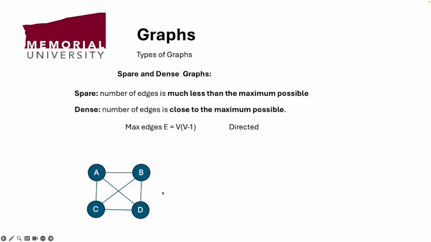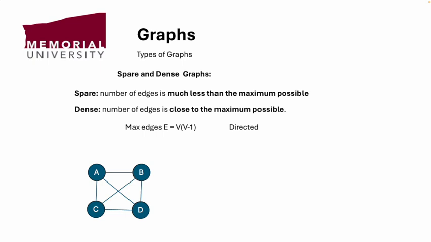Let's count for this graph. If you want to calculate the maximum number of edges, for example, we have 4 nodes: 1, 2, 3, 4 vertices. What is the maximum number of edges you can have if you want to build a directed graph? They all fill in like this: A to B, B to A, bidirectional. B to C, C to B. And A to D, D to A, A to C, C to A. All connected.